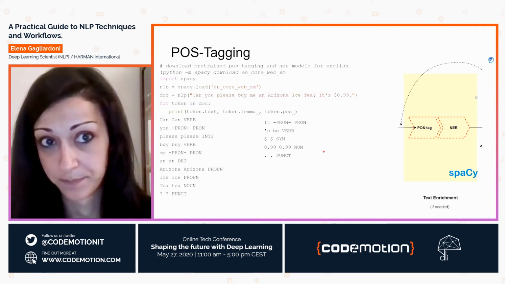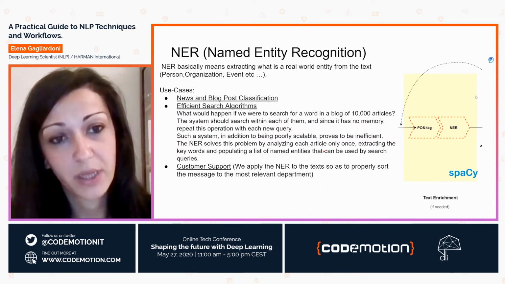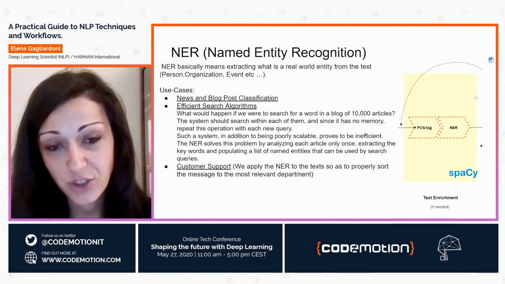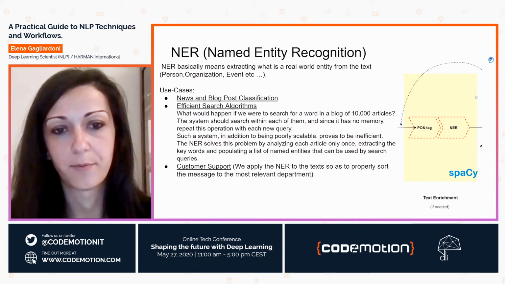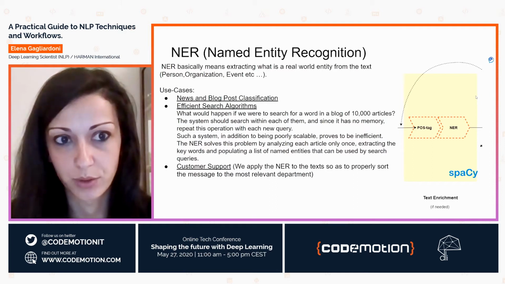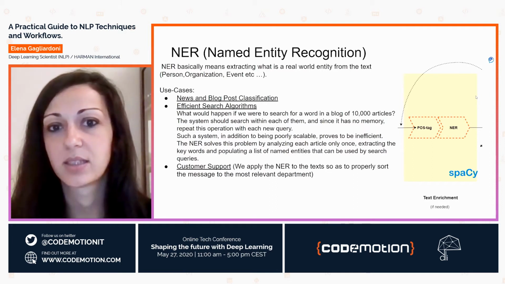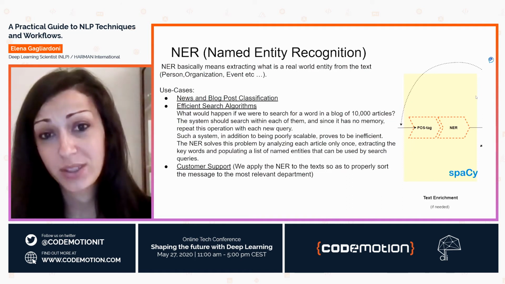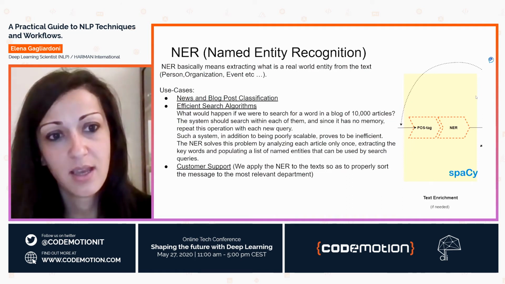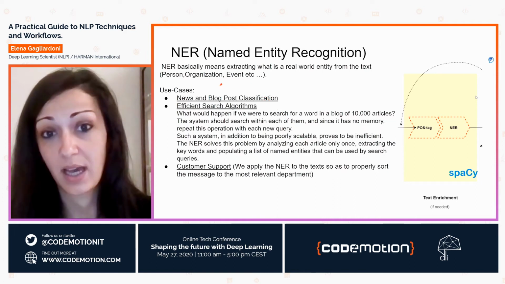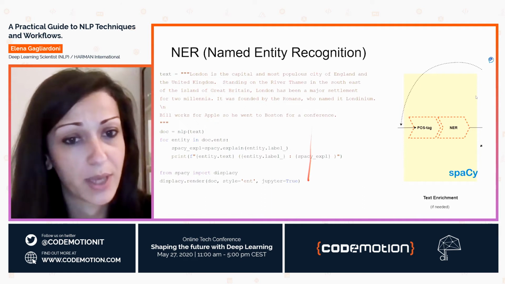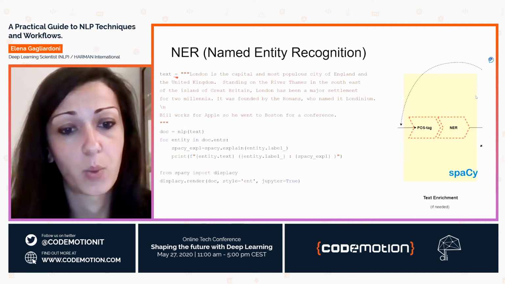Entity recognition is another kind of information extraction action you can do on your text, where you recognize when and where a word is an entity. What is an entity? The most common entities are person, organization, and event. And surely you can understand better with an example.